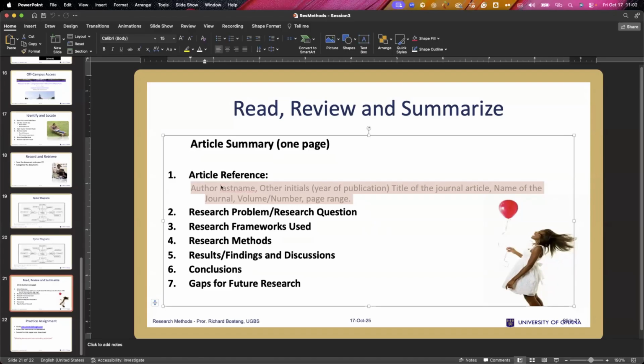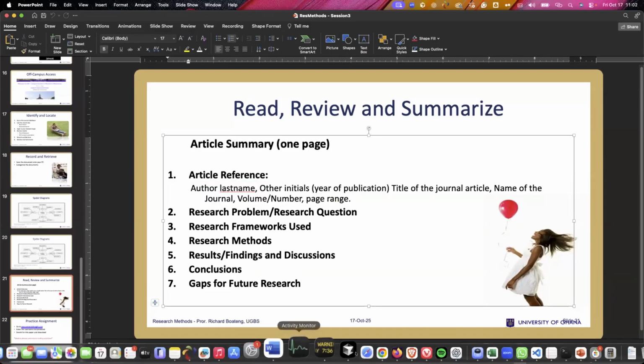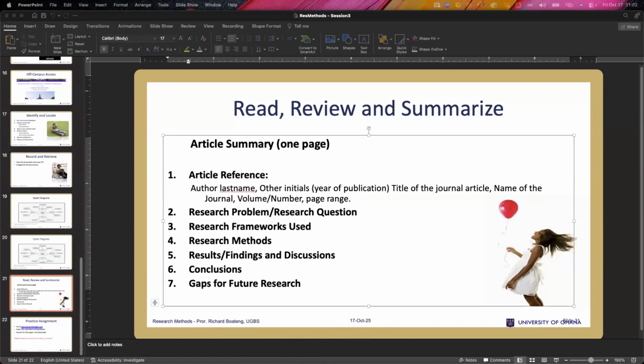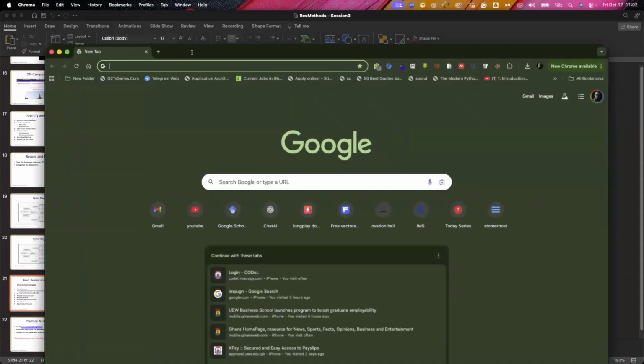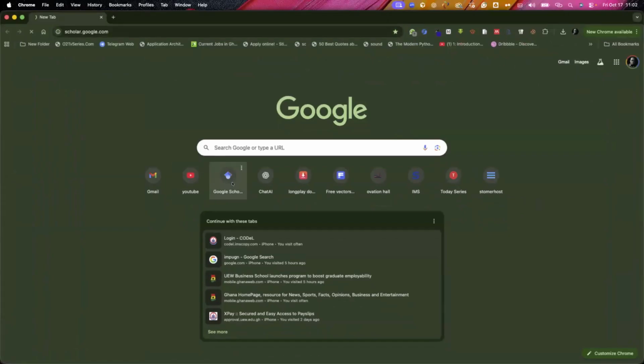Now, why don't you demonstrate it? Because some of them don't even know Google Scholar, even though I've opened it today. Don't take anything for granted. You have told the thing and the person still has not heard.